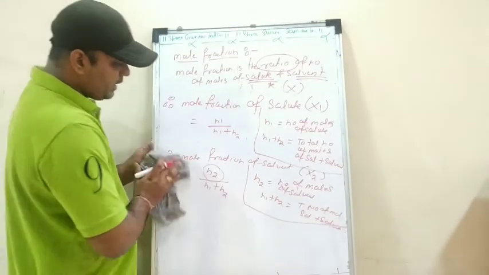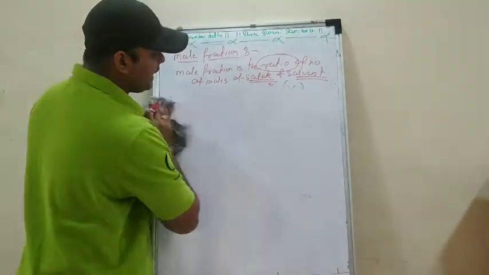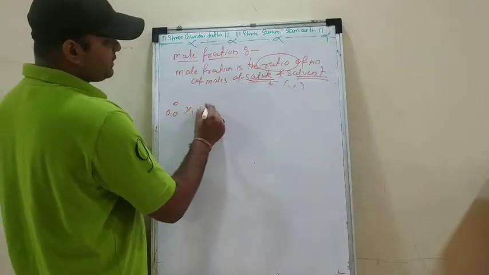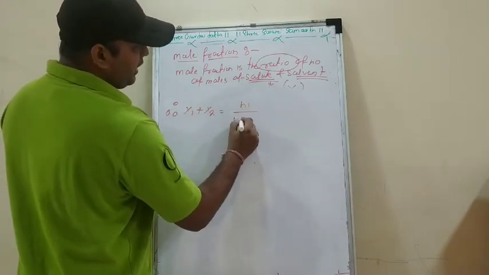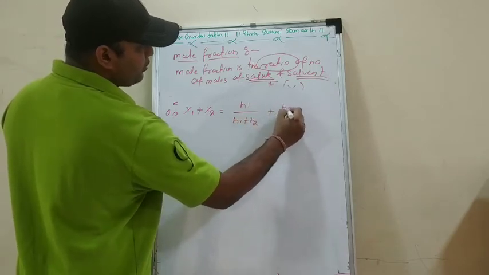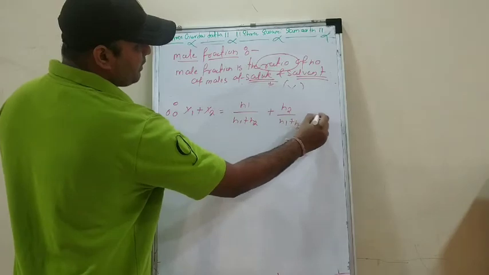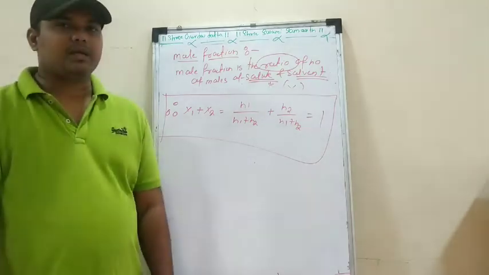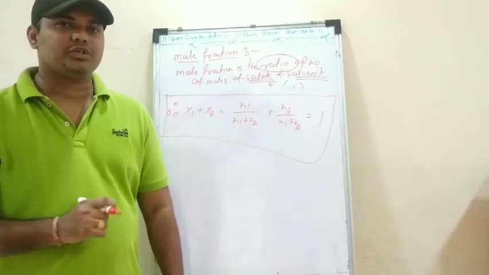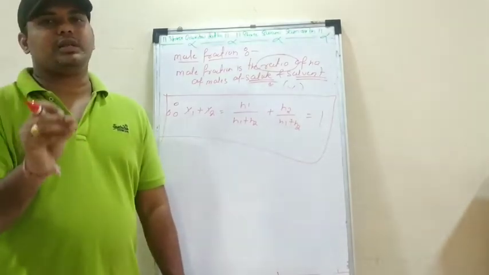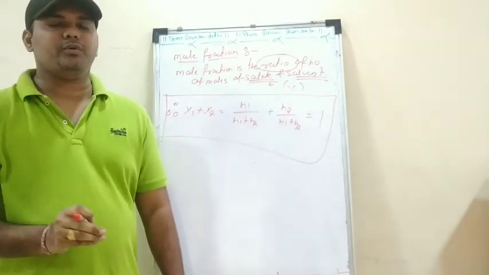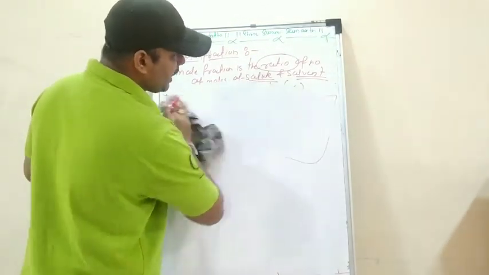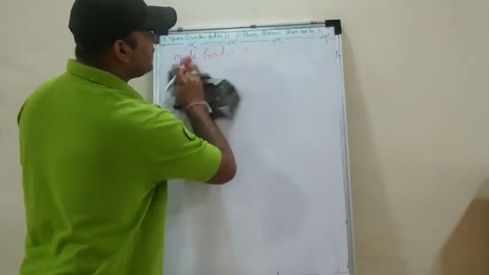Now let's add X1 plus X2. X1 plus X2 is equal to N1 by N1 plus N2, plus N2 by N1 plus N2, and that will be equal to 1. So this is how we represent the mole fraction. Mole fraction is the ratio of the number of moles of a solute and solvent. I hope you have understood the concept of mole fraction. Let's move further.